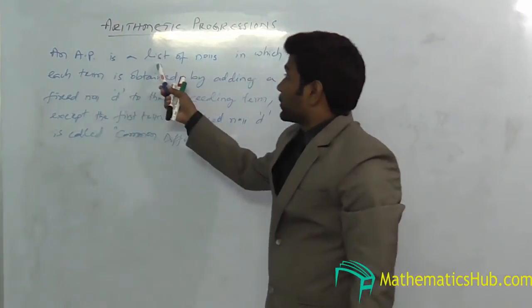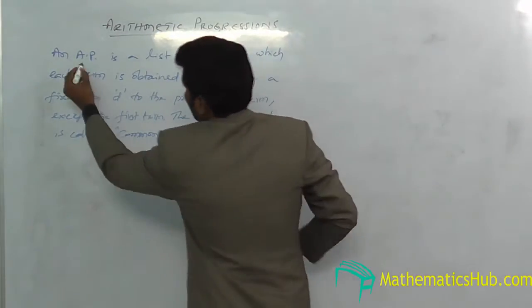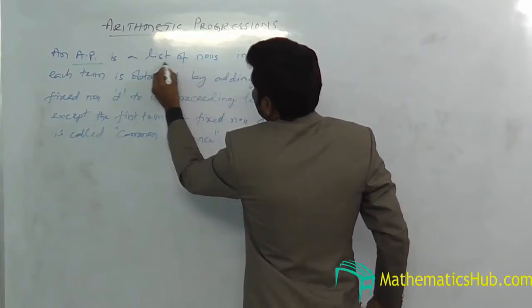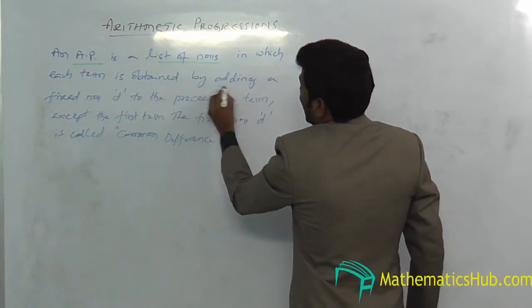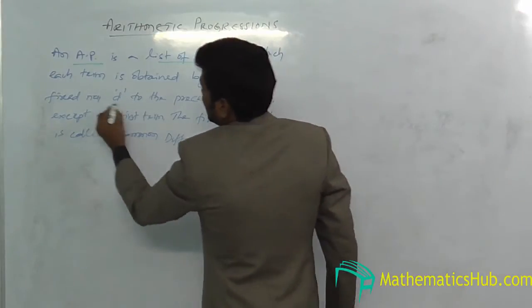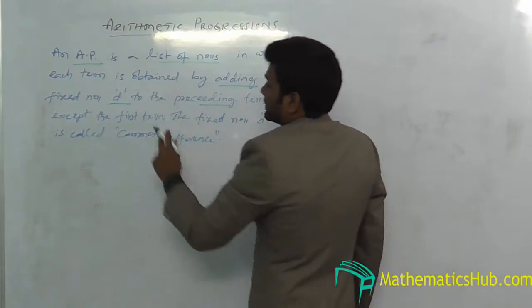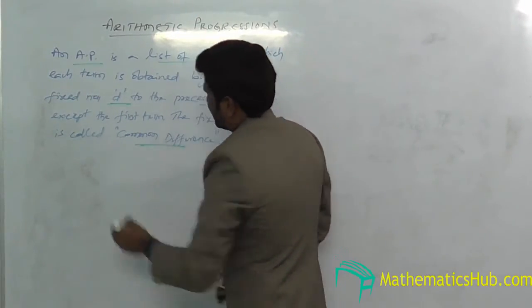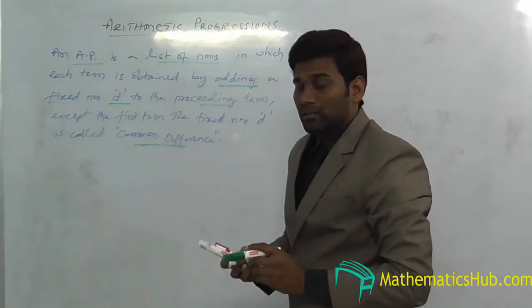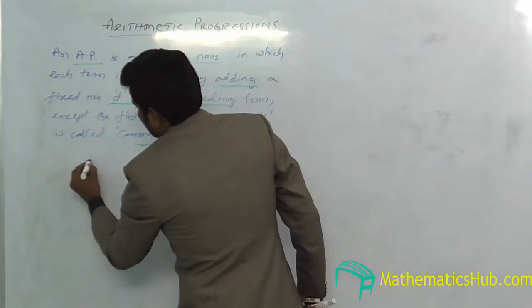So what is an arithmetic progression? An arithmetic progression is a list of numbers in which each term is obtained by adding a fixed number d to the preceding term, except the first term. The fixed number d is called the common difference. So let us see some examples.